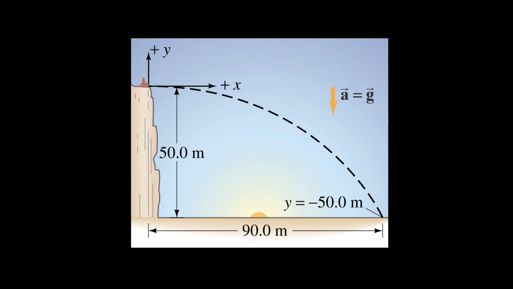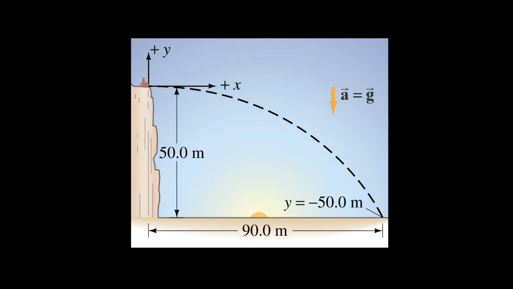I may be able to comment on that after I'm done my analysis. But what I know about this is that the motorcycle goes off the cliff, and like a projectile, it follows a curved path, which turns out to be a parabola. It follows a curved path to the ground where it lands 50 meters below where it started and 90 meters from the end of the cliff.